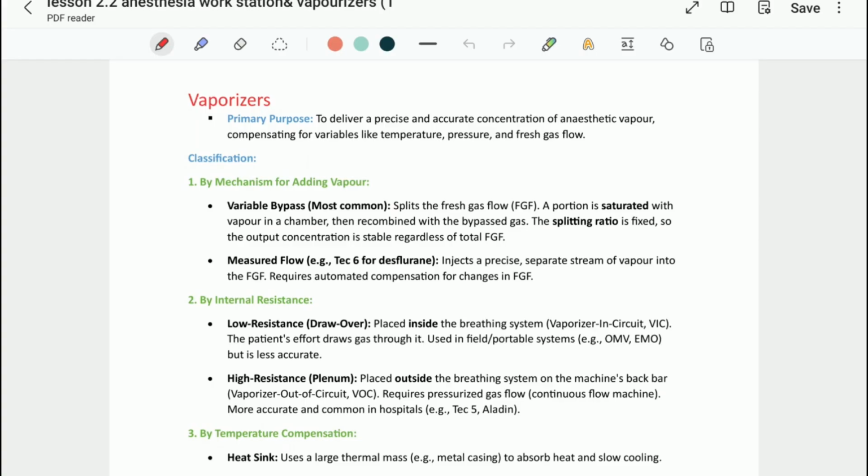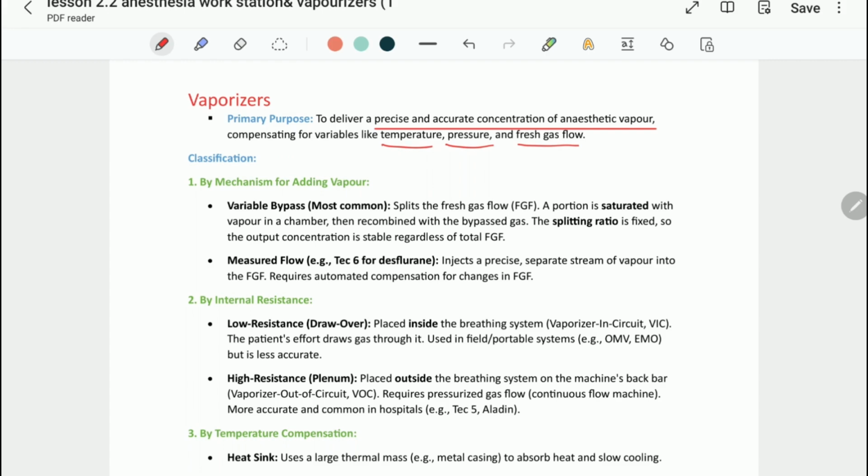This lecture is about vaporizers. So what are vaporizers? Vaporizers are devices that are used to deliver a precise and accurate concentration of anesthetic vapor and compensating for variables like temperature, pressure and fresh gas flow.